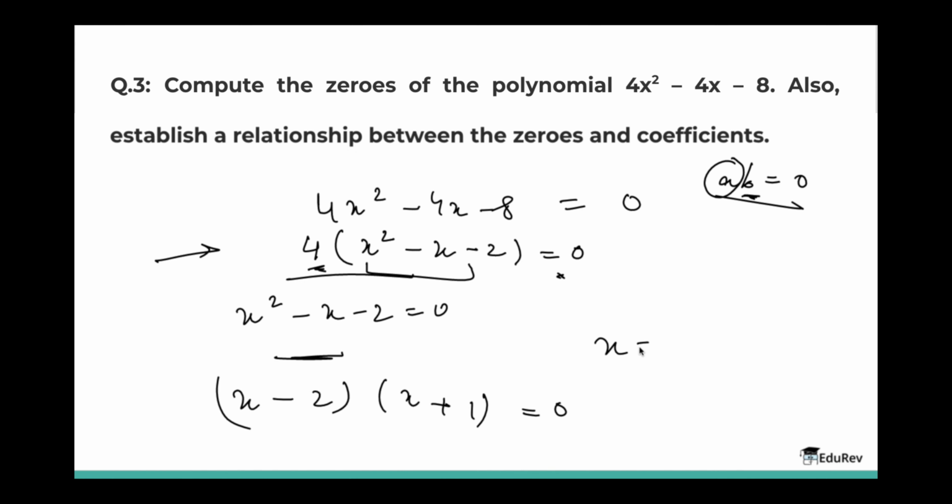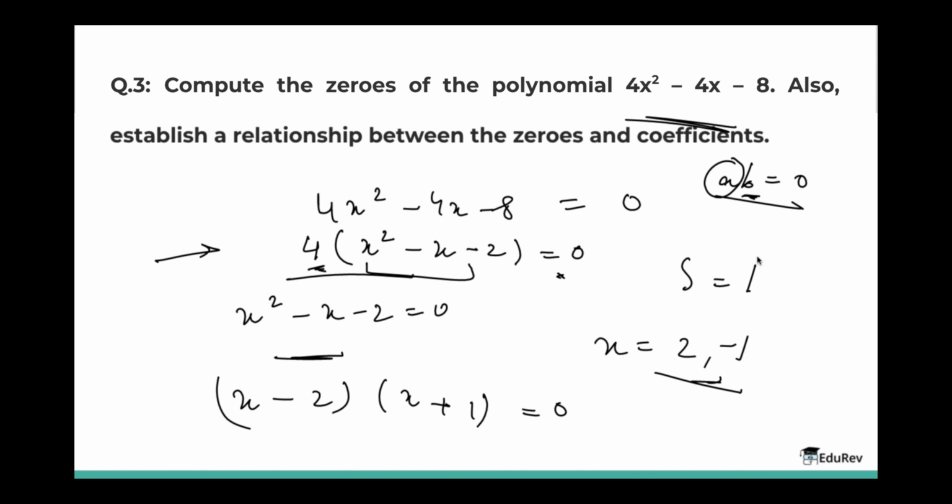And x can be what? 2, minus 1. So these are the roots of the equation 4x square minus 4x minus 8. So these are the roots. Now I have to find the relationship between the sum of zeros and the coefficient. So what is the sum of zeros? Sum of zeros, come on fast, it's going to be 1. Whereas this one is equal to what?